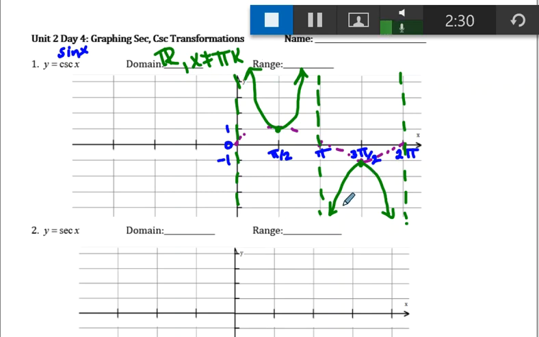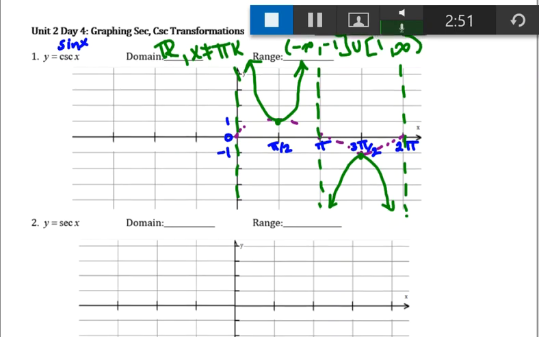The range is negative infinity up to what? Negative 1. And then it starts up again at 1, and it goes to infinity. All right, any questions on cosecant? Okay, the secant graph is very similar.